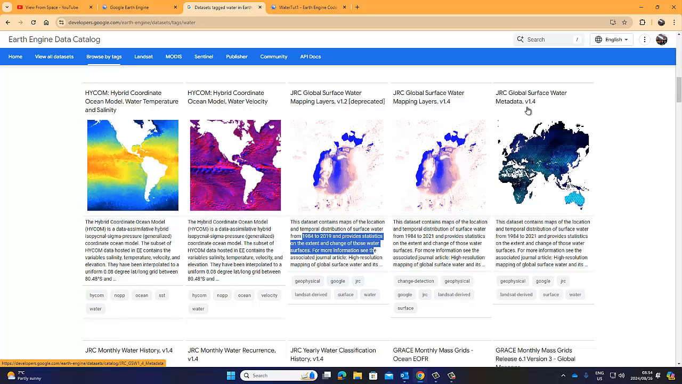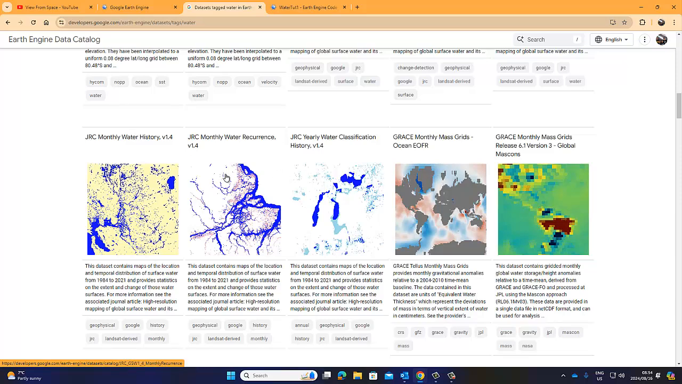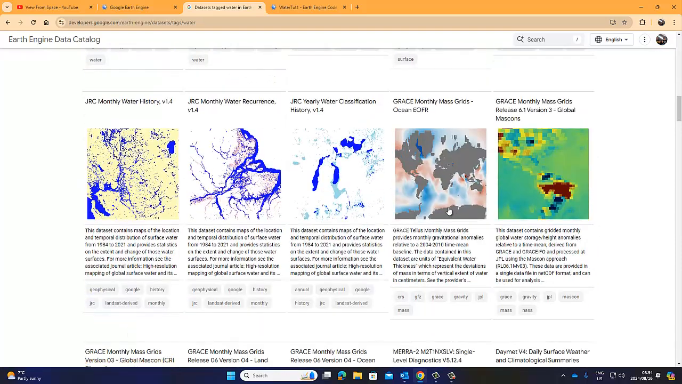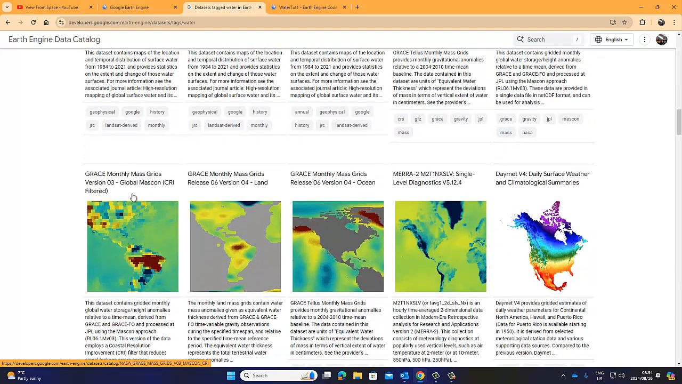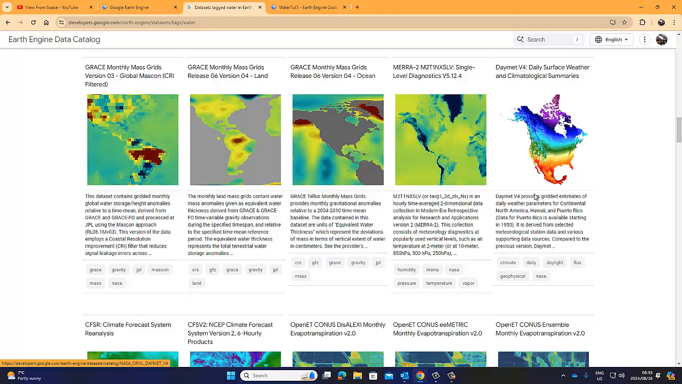There's version 1.4, and this is metadata, so we're going to work with this one. So there's potentially something that we can work with. So we can have a look and see what that means. Water recurrence, temporal, it's similar, JRC version 1.4. Here's the GRACE, grace monthly mass. We can go through this daily surface weather and climatological summaries. Daily weather, so that might be something.